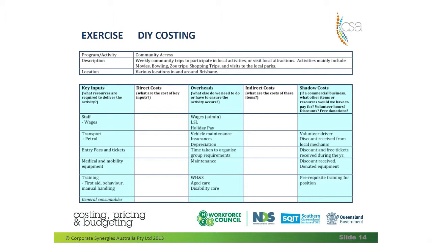So let's start by having a look at the key inputs. Most importantly, the key inputs are those direct costs, those monies we know we have to pay to be able to deliver the service. And our biggest direct cost is always the wages, unless we're one of those lucky organisations that doesn't have any wages at all and we're all volunteer based. So staff wages, of course, is a direct cost. And then we go on to transport, because we actually do take people from our location to the various attractions and locations that we're visiting, so there is a direct cost for transport, which was petrol on the day.